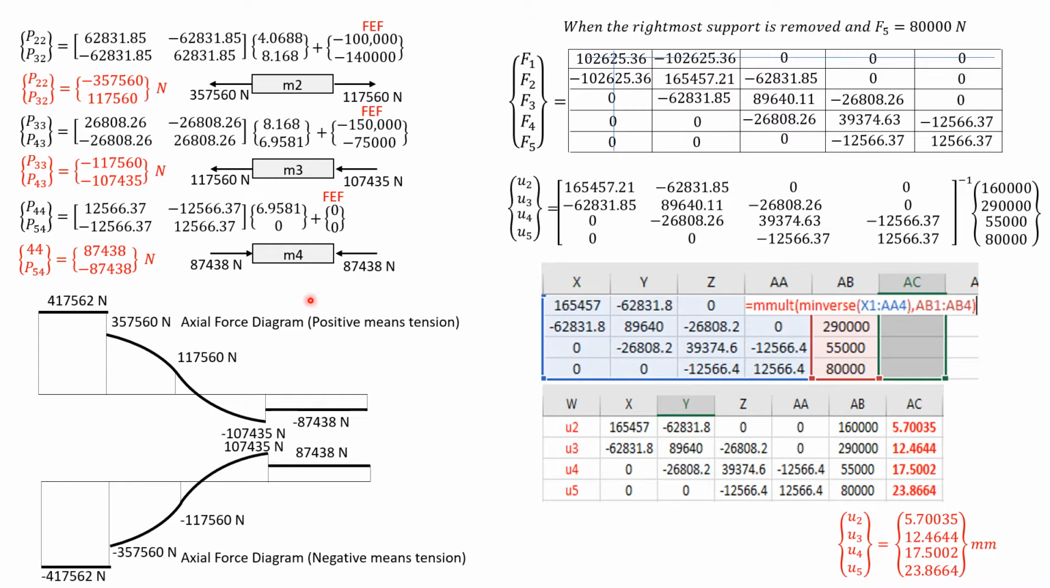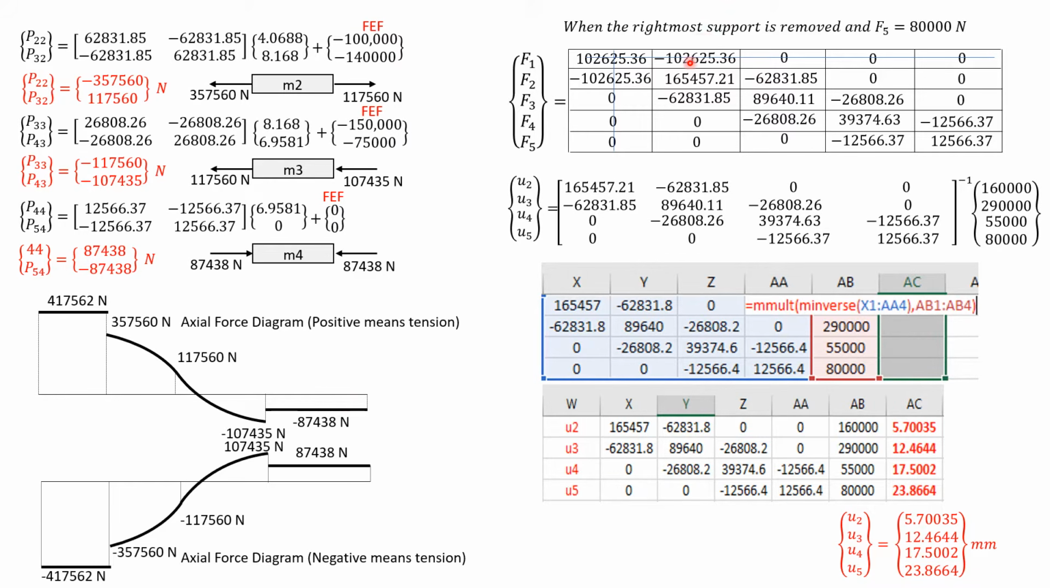Then we have 87,438 newtons in compression. So in this case, because negative is treated as tension and positive is treated as compression, it is just the reflection of this axial force diagram. So I accept any axial force diagram as long as you specify if you consider positive as tension or negative as compression. So that's it.